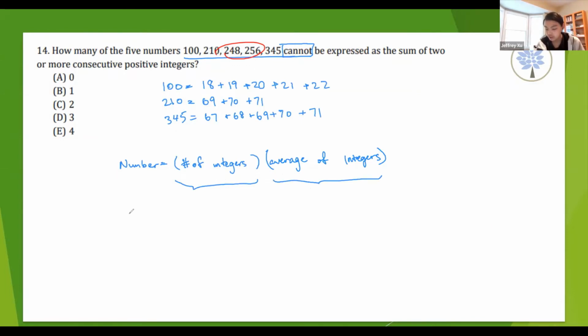Because for an even number of consecutive integers, their average is always going to be something and a half. It's never going to be an integer. And the only other way is if we have 256 integers with an average of 1, and that's obviously not going to be all positive. So 256 we know does not work.